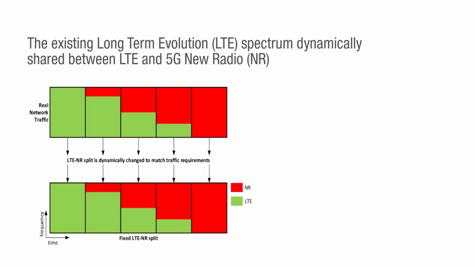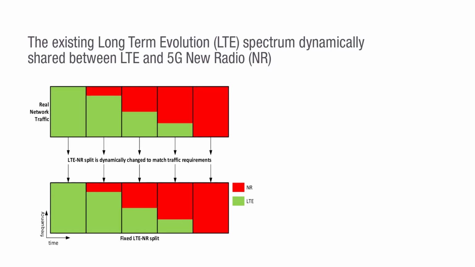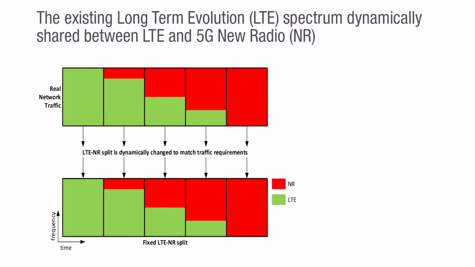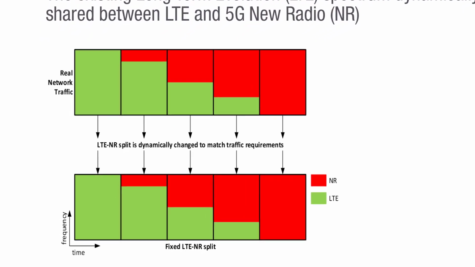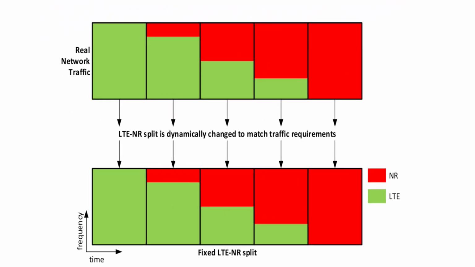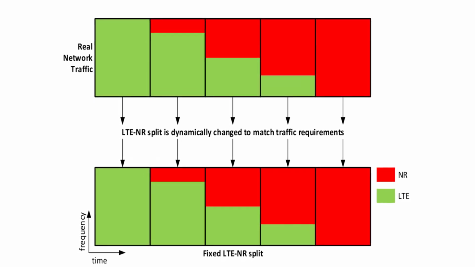Dynamic spectrum sharing is a technique where LTE spectrum allocation is dynamically shared between 5G New Radio and LTE users, depending on the load and traffic demand from the two technologies. The base station dynamically changes the spectrum allocation to use more of the spectrum for 5G or LTE. As a result, the split in the spectrum between LTE and 5G changes over time.